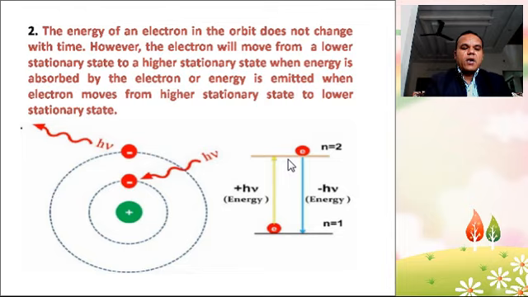The energy of the radiation must be exactly equal to the energy gap between the two energy states. If the energy is less or greater than the energy gap, electron will not absorb the energy and there will be no electronic transition.